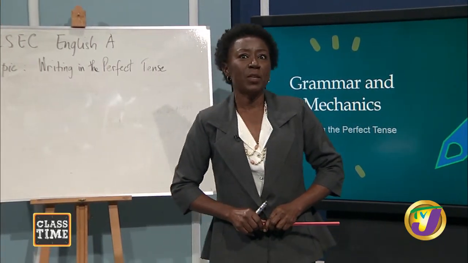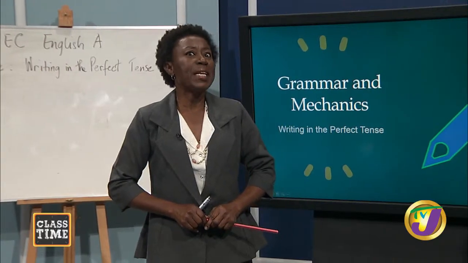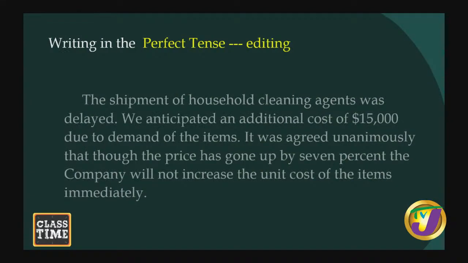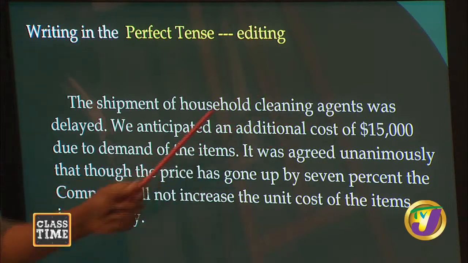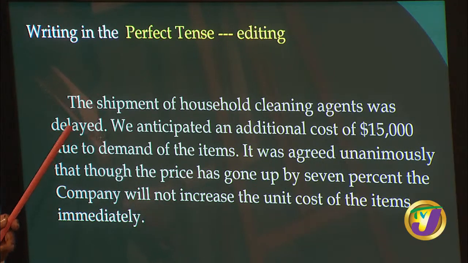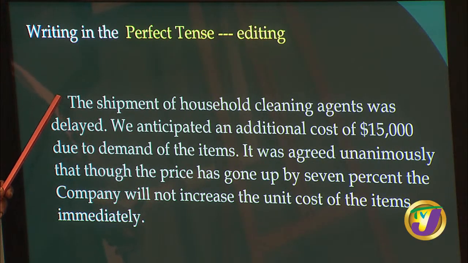So we have been looking at some examples, and we are going to our next example. This example is the extract from minutes of a meeting. So the person is saying that the shipment of household cleaning agents was delayed. Okay? Do you see anything in this particular sentence that could be improved on to better express it based on what we have been doing?